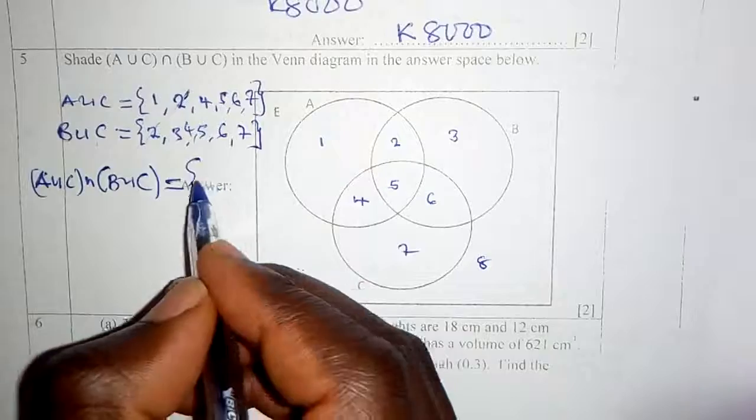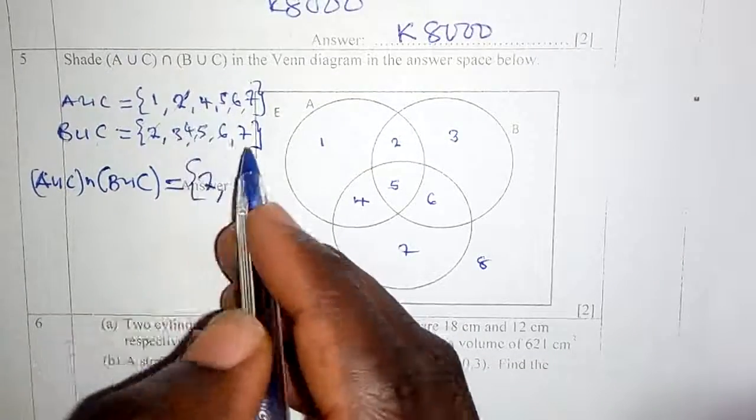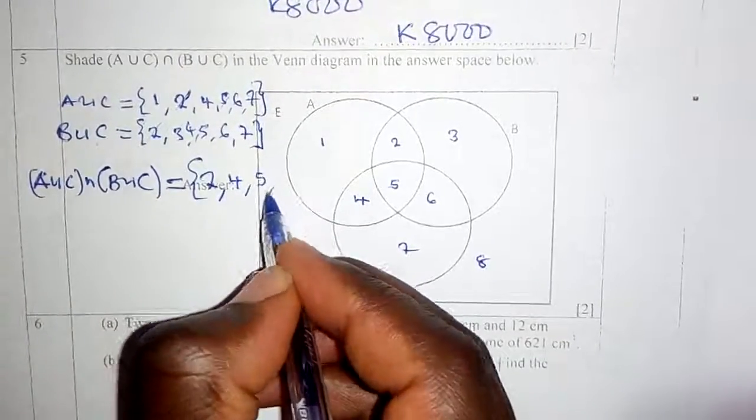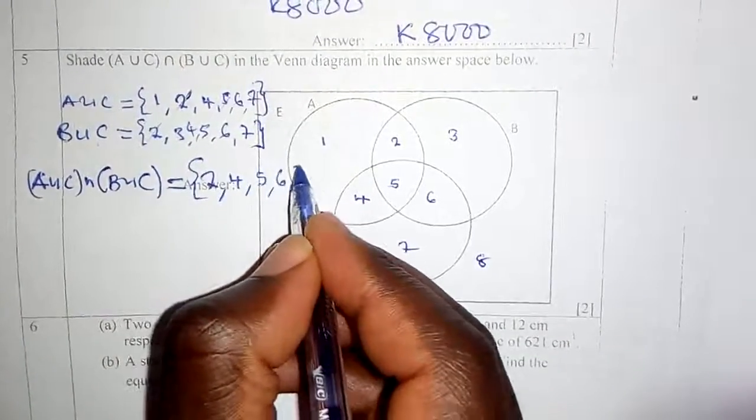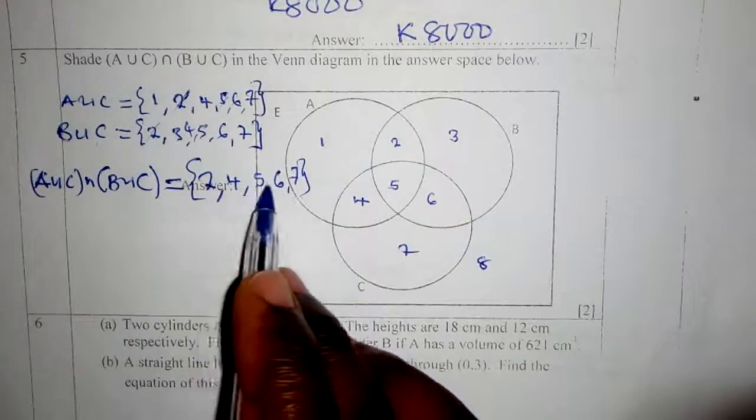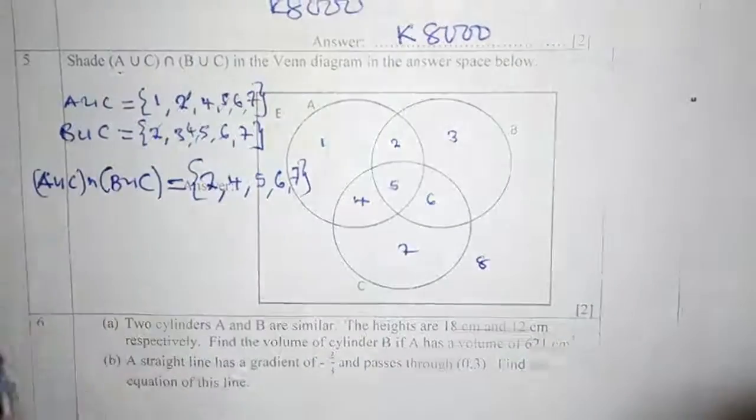2 is found here, so write 2. Is 3 here? No. 4, yeah, it's there. 5, yes. 6, yes. And 7, yes. So these are the elements which are found in this set.